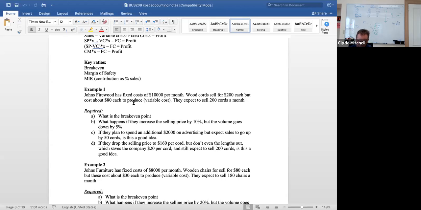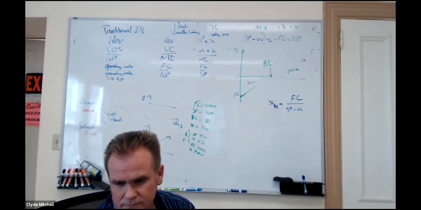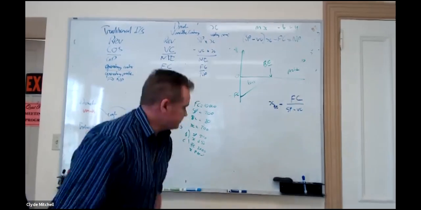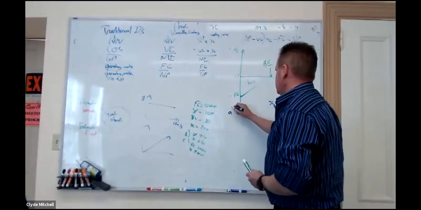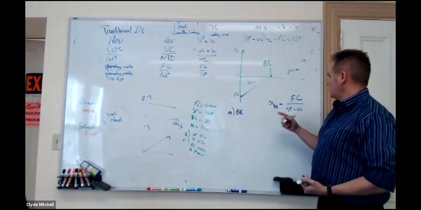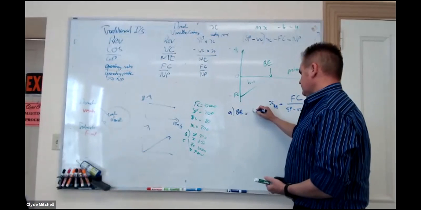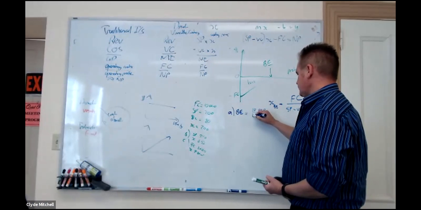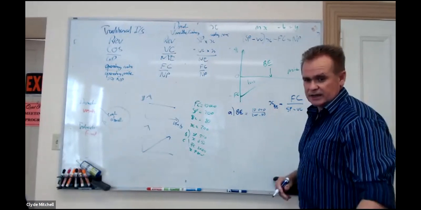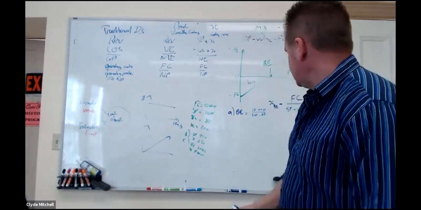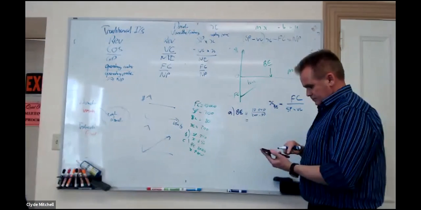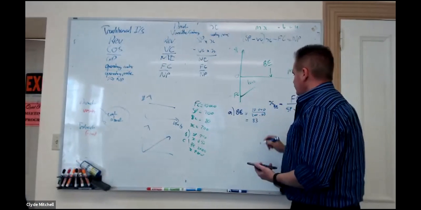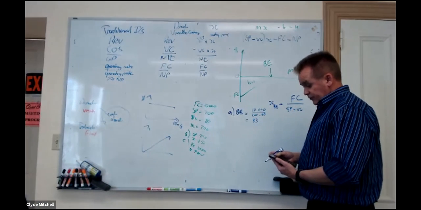Okay, I'm going to switch over and go through A, B, and C on the screen now. So let's go look at A, B, and C. A wants to know the break-even point. And we know the formula: fixed cost over selling price minus variable costs. So our fixed cost is 10,000, our selling price is 200, our variable cost is 80. So we're going to have 10,000 divided by 120, which is 83. Okay, so that's pretty good.